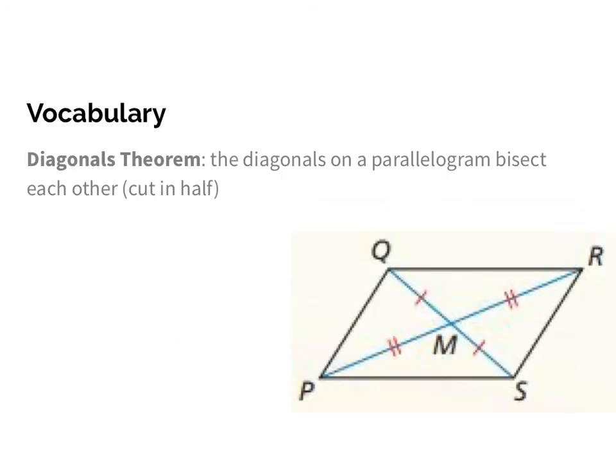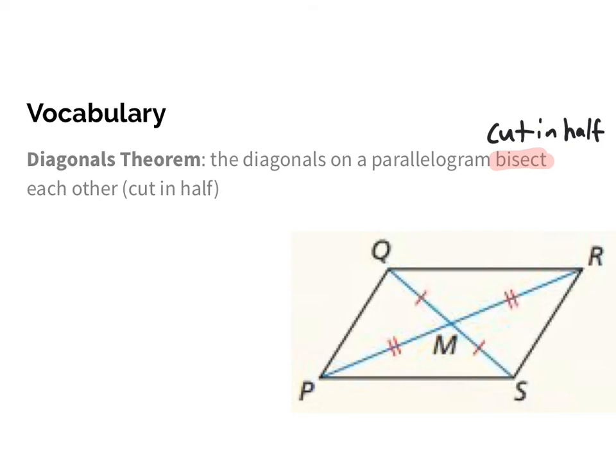Okay, and the last one, we have the diagonals theorem. So diagonals in a parallelogram are always going to bisect each other. Again, the word bisect, if you remember back from the previous chapter, means to cut in half.